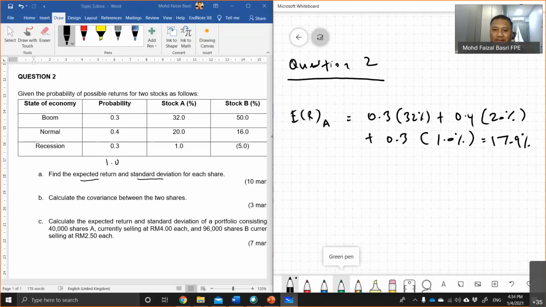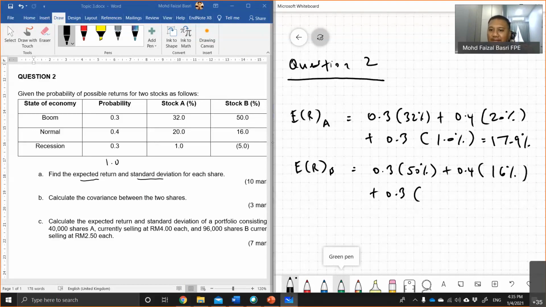So now we try to calculate the expected returns for stock B, with these rates of return but with the similar probabilities. We just substitute the one in the bracket according to B's information. For example, 0.3 multiply with 50%, which is during the boom time, plus 0.4 with 16%, and the last 0.3 multiply with negative 5%. So here we get 19.9%.